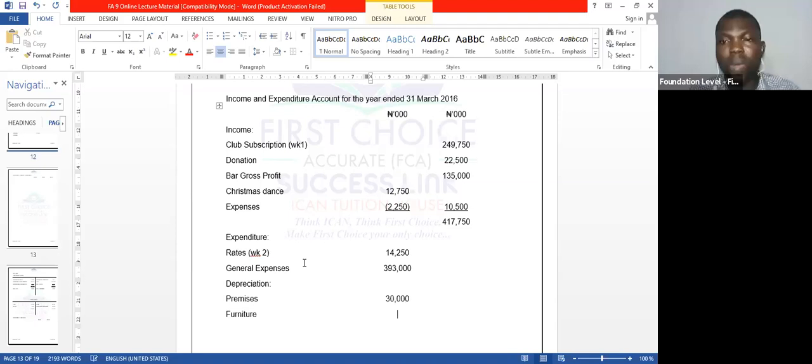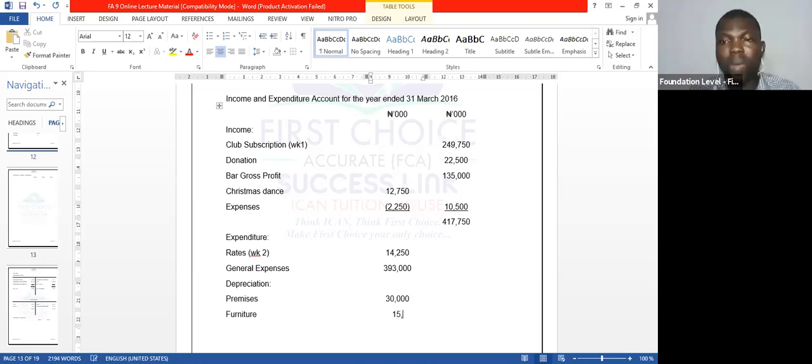Then we now go to furniture. Furniture at the beginning was 45,000, while at the end we have it to be 30,000. So 45,000 minus 30,000 gives us 15,000. So our depreciation for that period is 15,000.